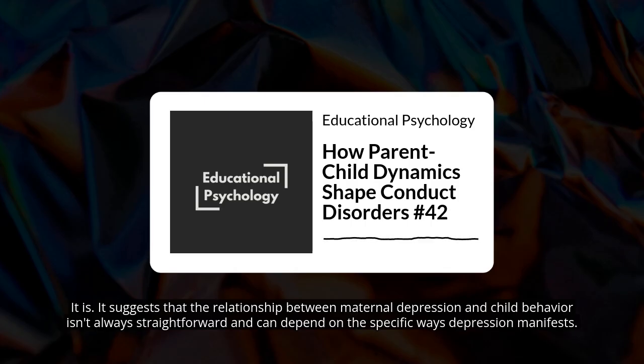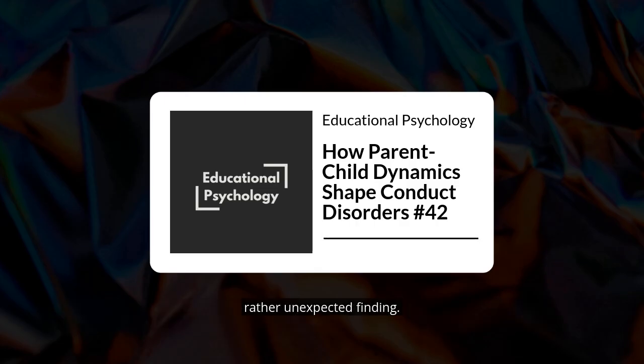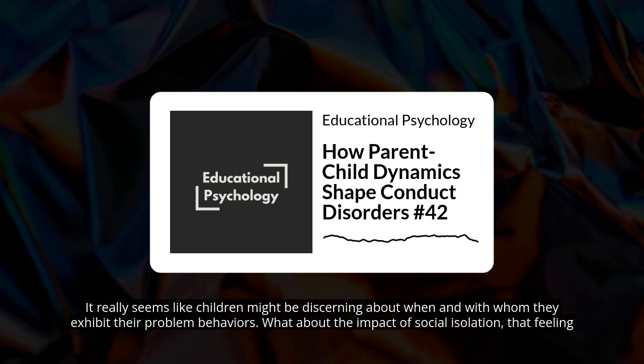Dumas and his team even found that children with CD, whose mothers were depressed, actually showed more difficult behavior specifically towards their fathers, which is a rather unexpected finding. Wow. It highlights the complexity of these family dynamics. It really seems like children might be discerning about when and with whom they exhibit their problem behaviors.